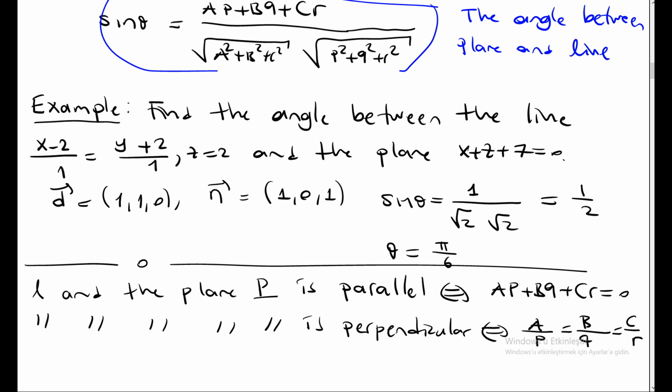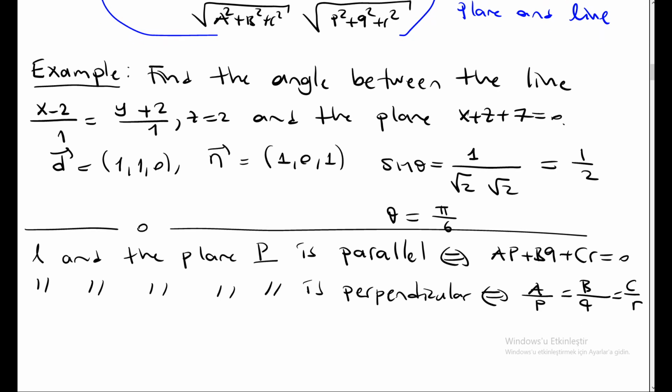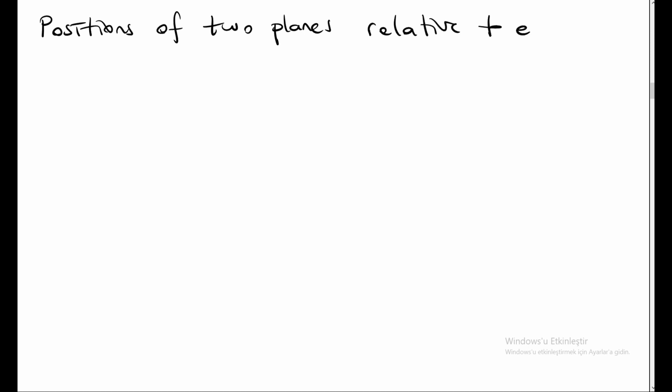You already know this information because in our previous lectures we saw the positions of the line and the plane. So we know how to find their positions relative to each other. Now I will give the two planes. So positions of two planes relative to each other, and the angle between them.